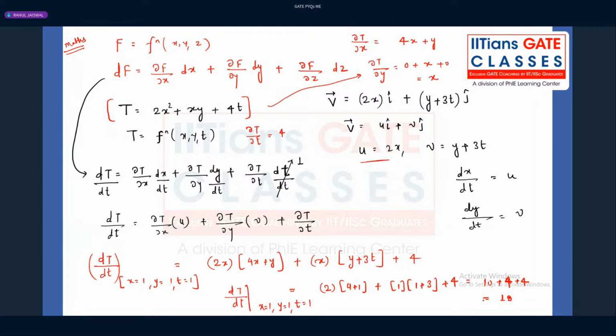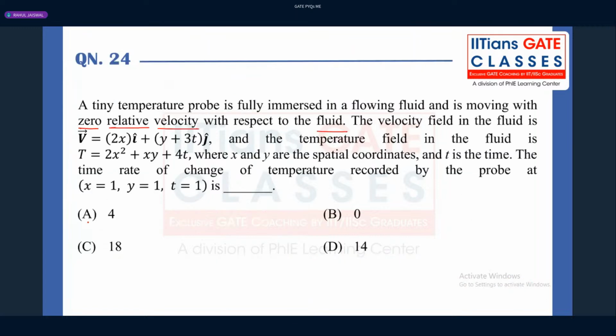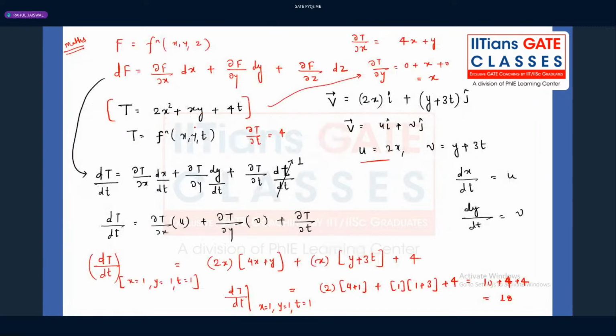That means the total time rate of change of temperature which is being recorded by the probe at a particular location which is being specified in the problem is what, guys? 18. So which option should be correct? C should be correct, guys. So this is regarding question number 1. Only thing is that you need to have some basic understanding of mathematics, differential equations.